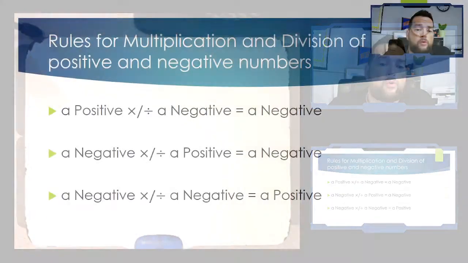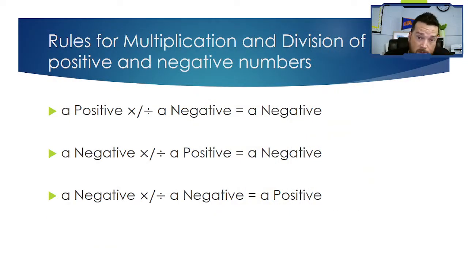Well, we've got some rules that go along with that. And the rules, you can see right here on the screen, is that a positive times a negative is a negative, or a positive divided by a negative is a negative. Or to say it in reverse, the second line down is saying that a negative times a positive is a negative. Basically the first rule just switched around. And then the final rule is a negative times a negative equals a positive.